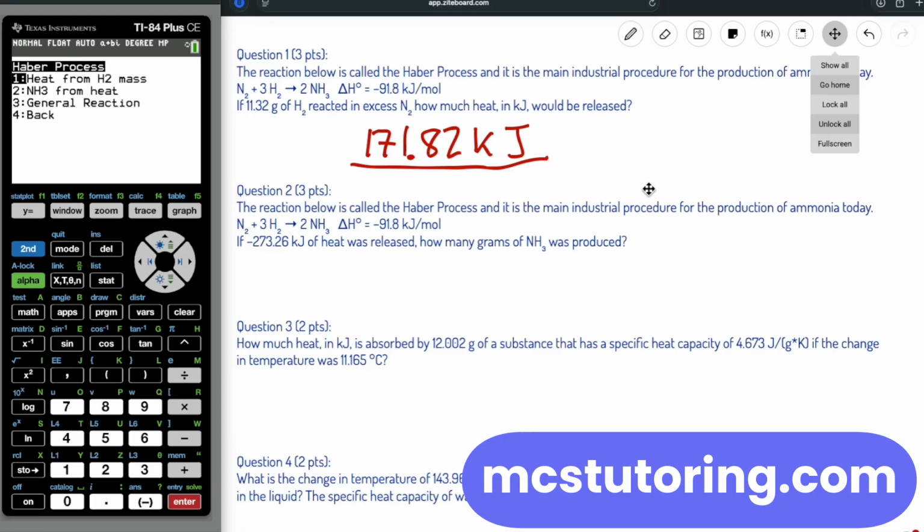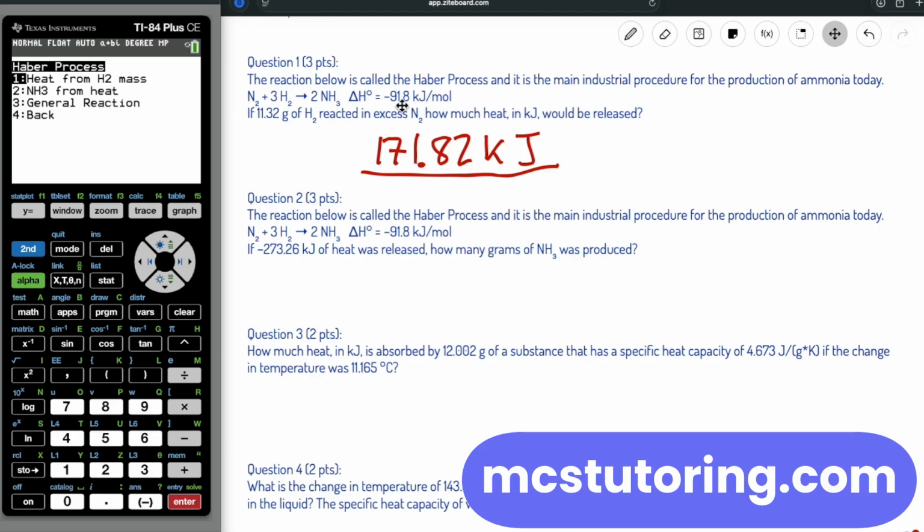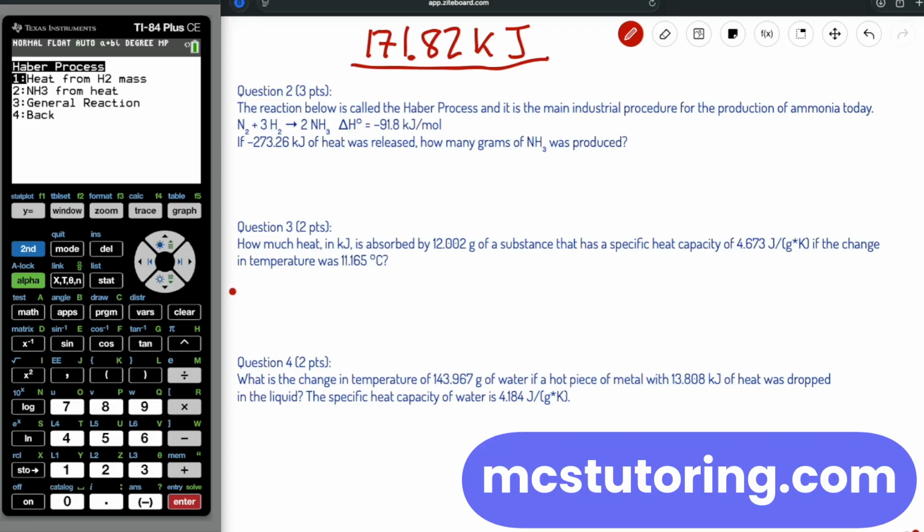Now the next question. Oh, Haber process again. But now if we have negative, I didn't even put the right number. I should have put negative 91.8. I probably didn't do that, so shame on me. And they're going to use this negative key, by the way, below the 3 key. If you ever run into that issue, that's one of the top issues people have with the programs.